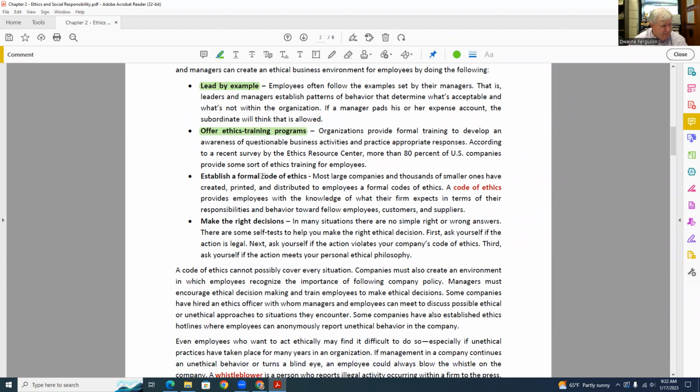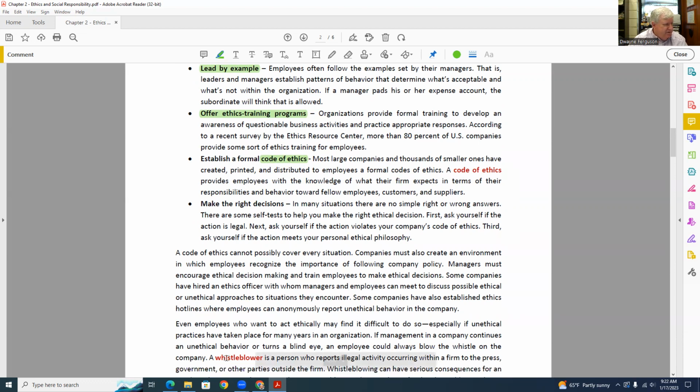Establish a code of ethics. So a lot of companies, most of your bigger companies have a code of ethics. Now they're calling it a code of conduct and ethics a lot of times. So it tells employees, it can't cover everything, but it gives employees an idea of what is acceptable and what's not acceptable.